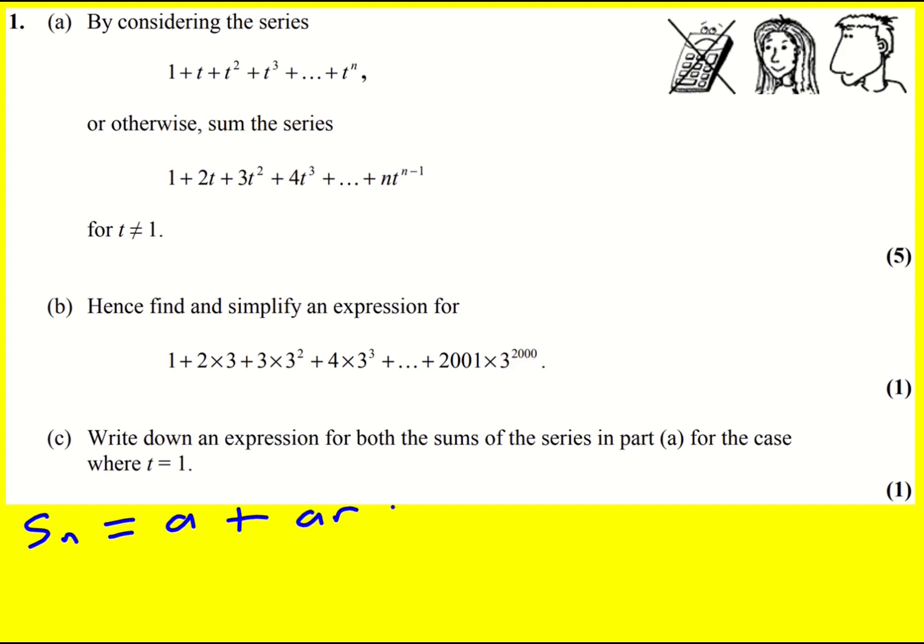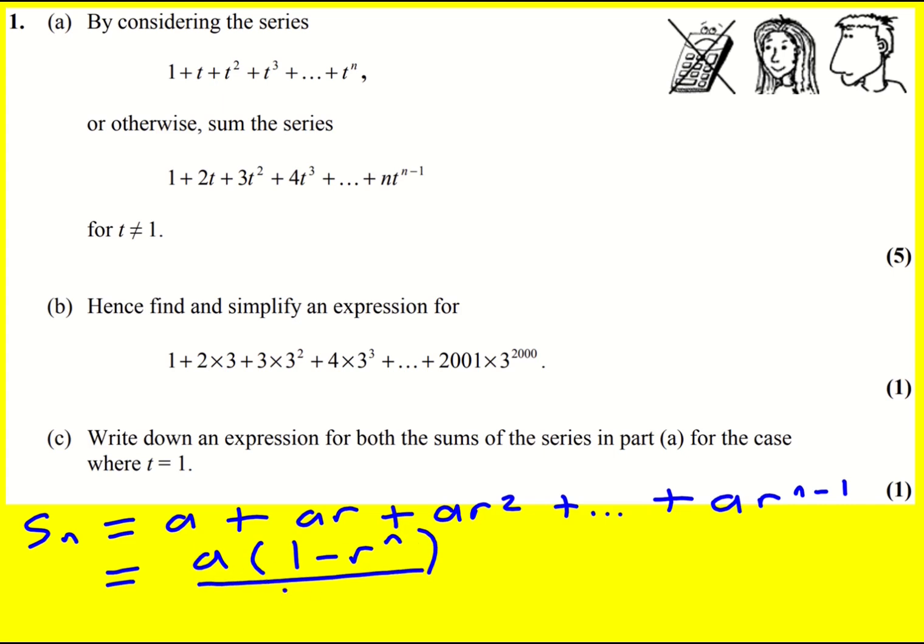A plus ar plus ar squared all the way up to ar to the n minus 1. This is the nth term because this one is essentially r to the 0. So the formula then is a(1 minus r to the n) all over 1 minus r. Notice that sometimes the r and the 1 are swapped around, but when you're dealing with A-level maths and typically convergent sequences where r is less than 1, it makes sense to have it this way around, but you can swap them around if you like on both top and bottom.